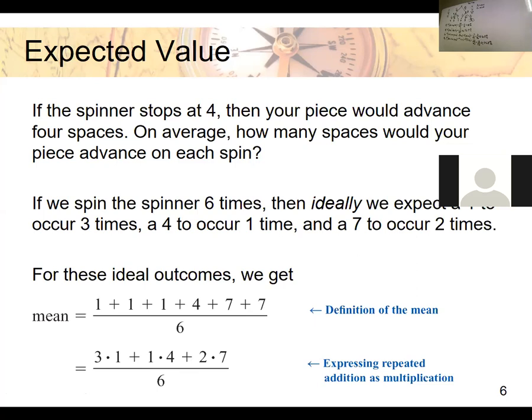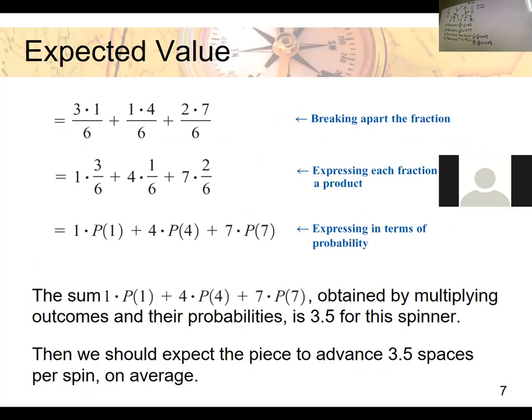Now, on the next slide, if we broke apart the fractions, it would be this: 3 times 1 over 6 plus 1 times 4 over 6 plus 2 times 7 over 6. And then if we express each fraction as a product, it would be this: 1 times 3 over 6 plus 4 times 1 over 6 plus 7 times 2 over 6.